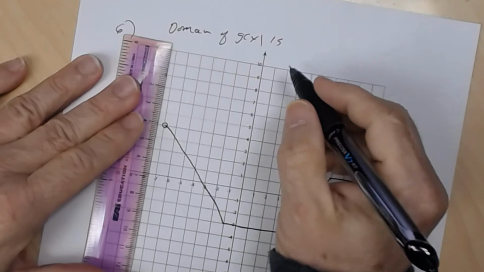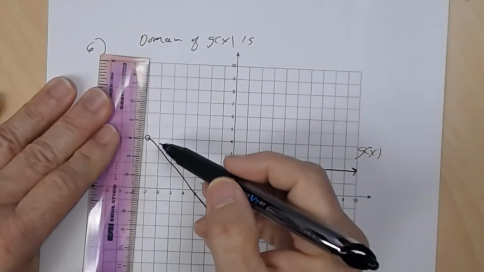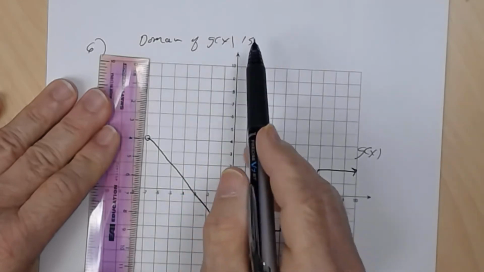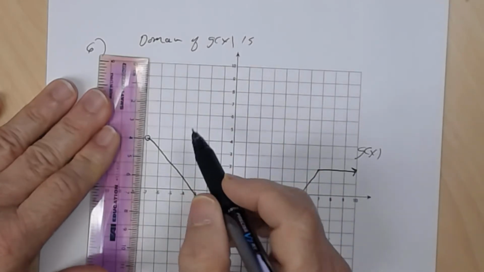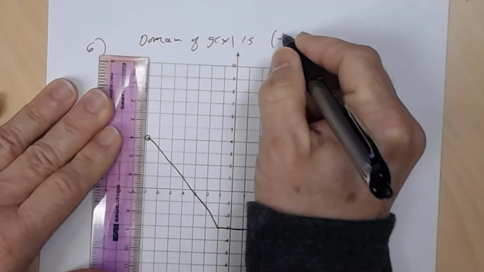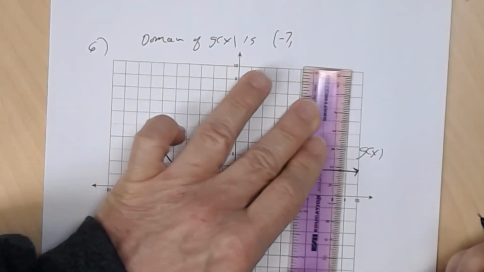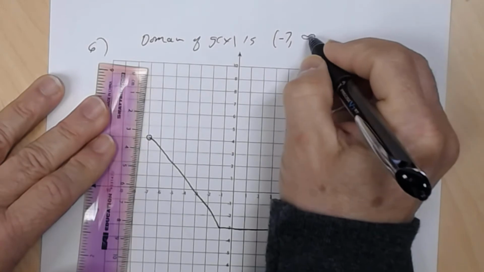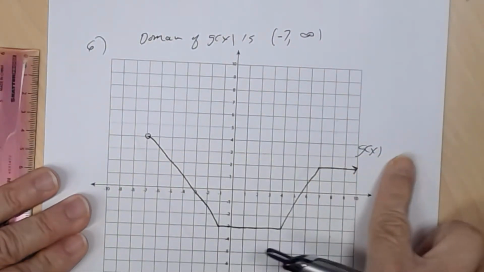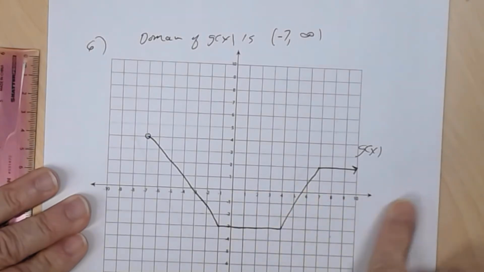So your domain is from, notice with domain, when you ask about the domain, you do need brackets or parentheses. So brackets and parentheses are important. That's an open circle. So that's from parentheses -7 all the way to infinity. So that's the domain, okay? So from -7 all the way to infinity.